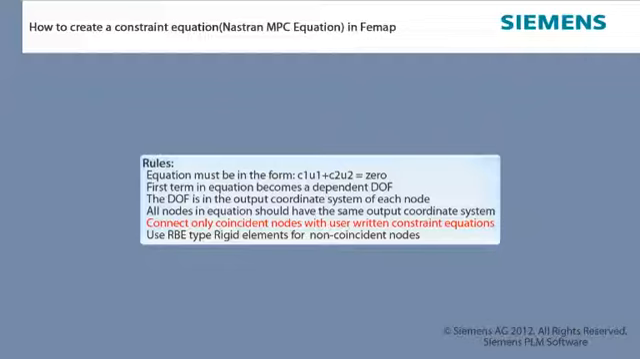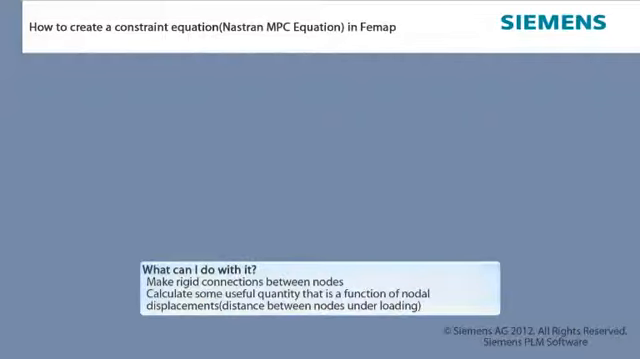Connect only coincident nodes with user-written constraint equations. Use RBE-type rigid elements for non-coincident nodes. What can I do with it? Make rigid connections between nodes. Calculate some useful quantity that is a function of nodal displacements.